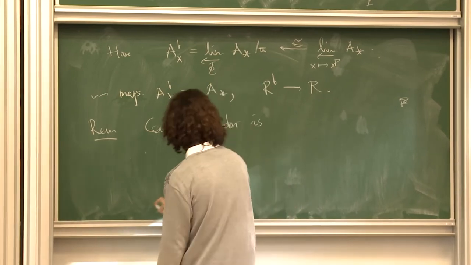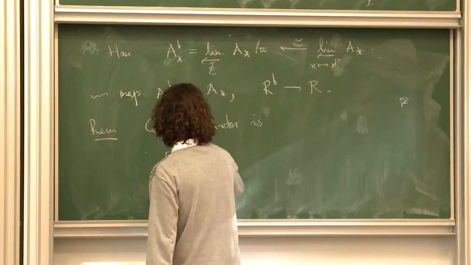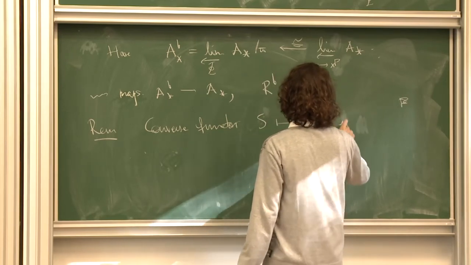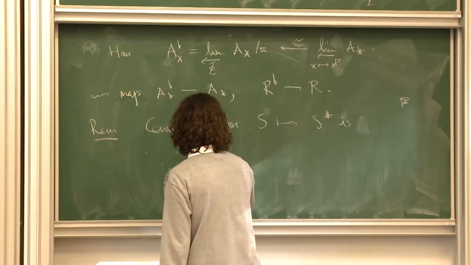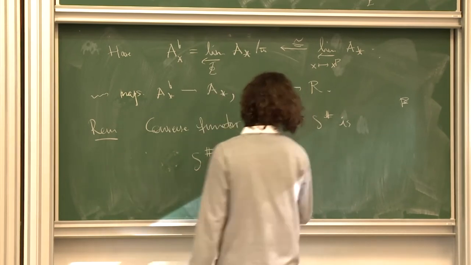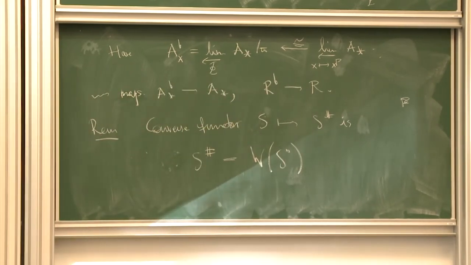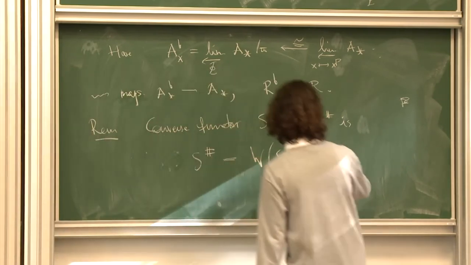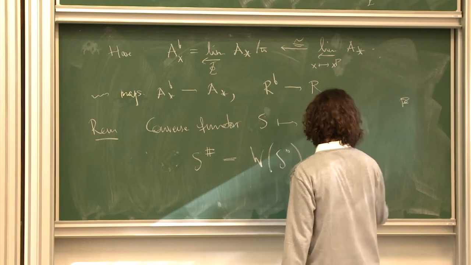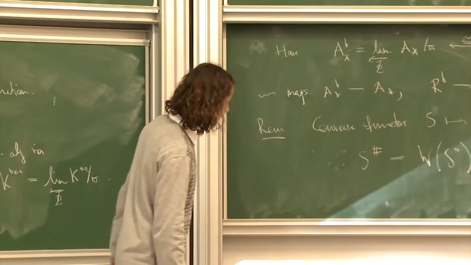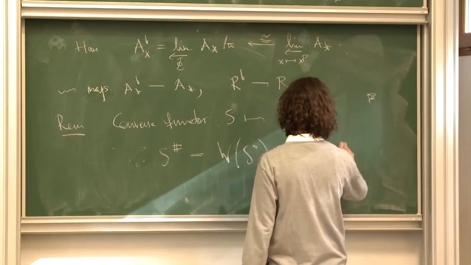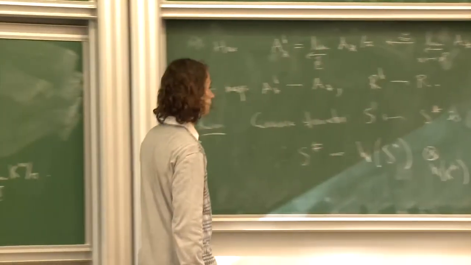The converse functor is given in the following way. It maps S to S sharp. So you take the ring of Witt vectors of the power bounded elements in your characteristic p ring. This becomes an algebra over the ring of Witt vectors of K flat naught. And then in p-adic Hodge theory, you define this map theta from the ring of Witt vectors to K. And then you tensor along this map theta.